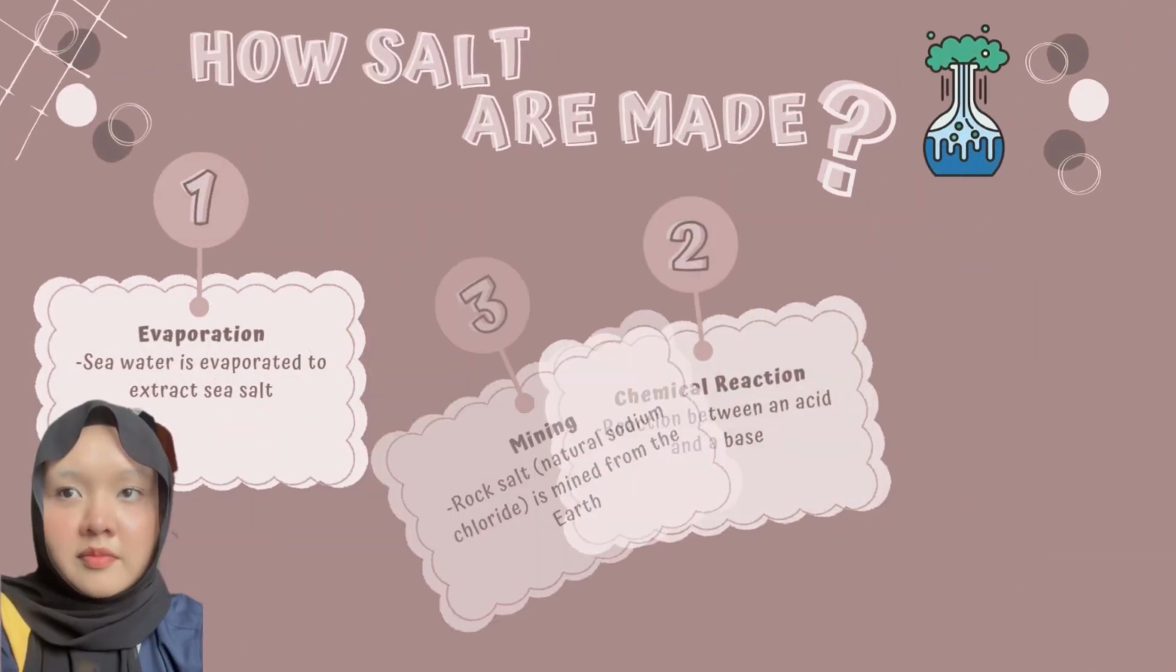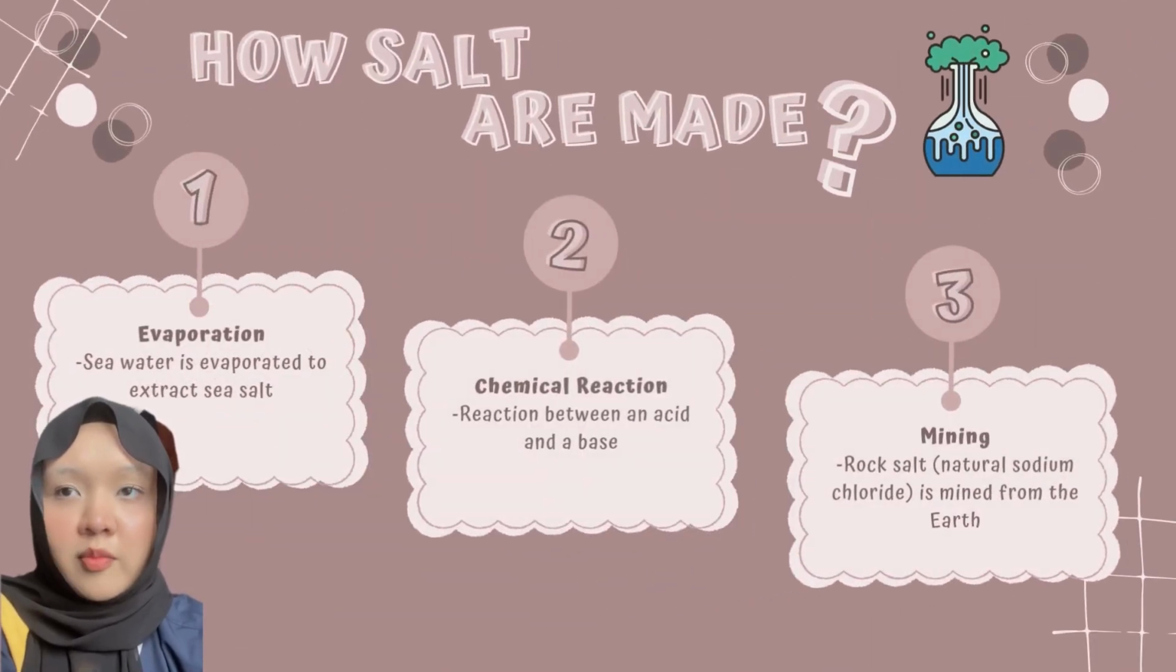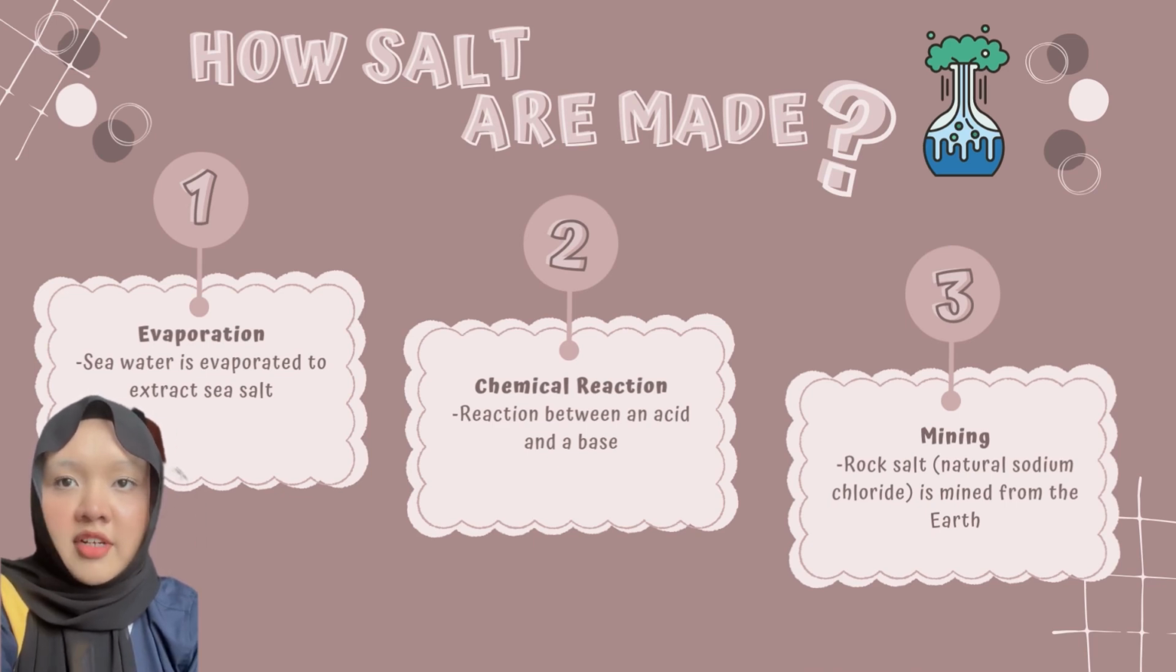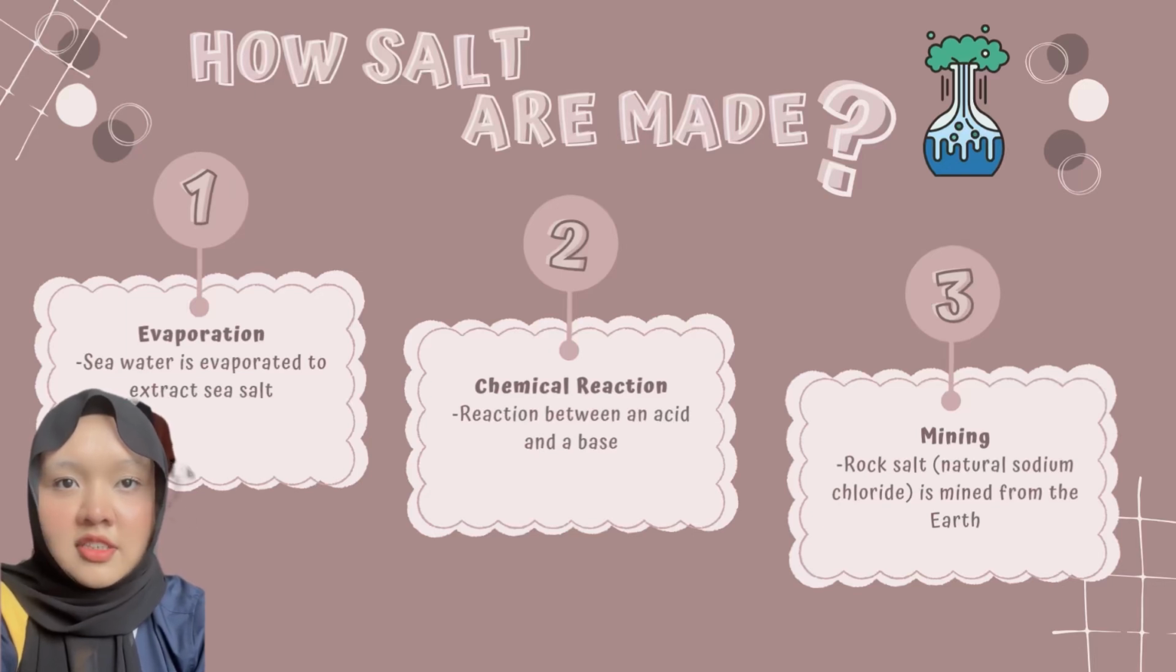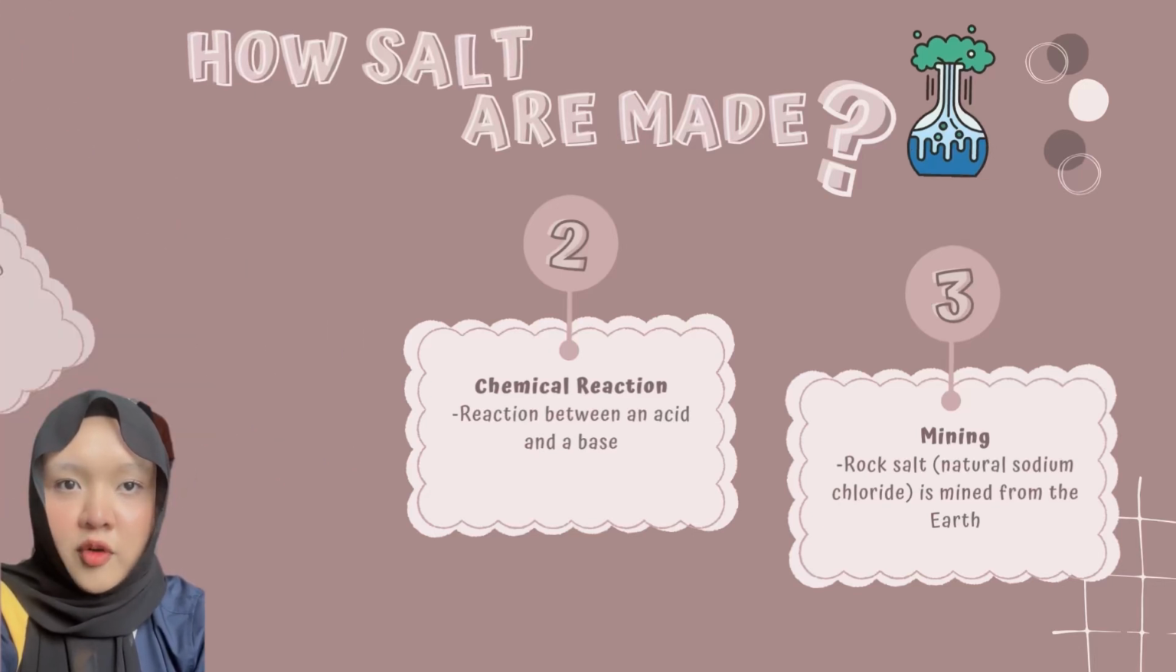How are salts made? Salts are made from evaporation. Seawater is evaporated to extract sea salt. Second, chemical reaction. Reaction between an acid and a base. This is used in industrial and chemical methods to make salt, through the reaction of an acid with a base, producing water and salt. Third, mining rock salt. Natural sodium chloride is mined from the earth.